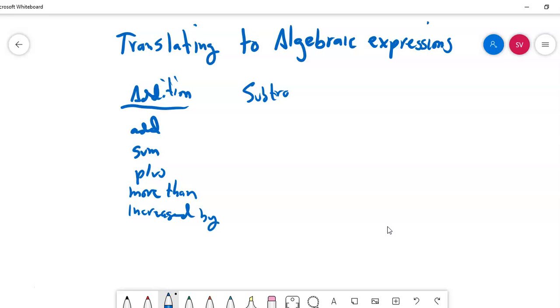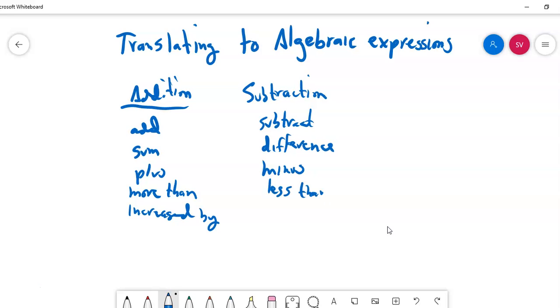Let's look at subtraction. You have the word subtract, difference, minus, less than, decrease by. So any one of these keywords in the problem would indicate subtraction.